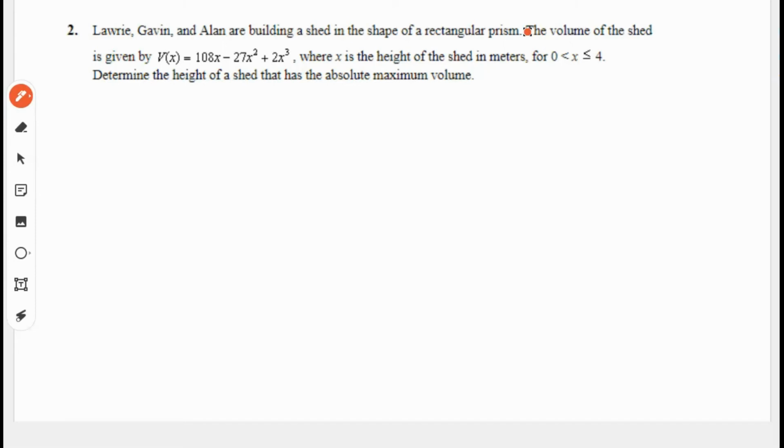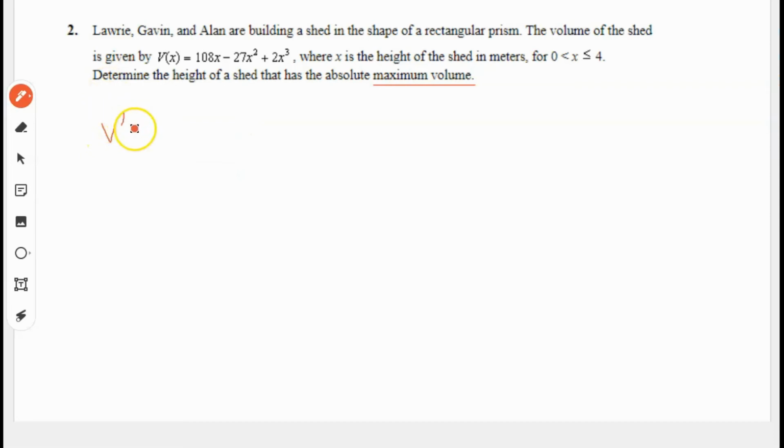So I give you a lot in this question. It's a nice, simple question. It says, determine the height of the shed that has an absolute maximum volume. So if we want to find a maximum volume, that means we want to find where this derivative equals 0. And then we have to test, because it could be a minimum. So we have to test to see if that's a maxima or a minima. So let's first start by finding the derivative.